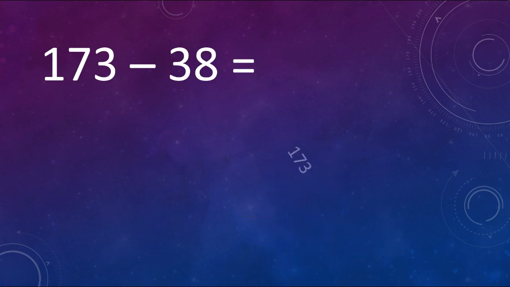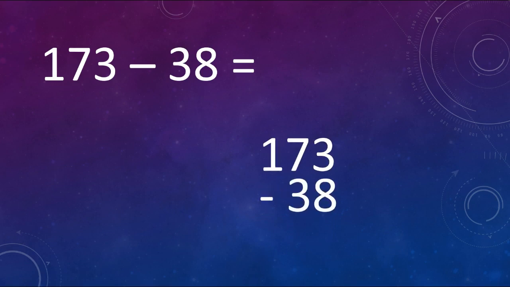Now let's take 173 minus 38. Go ahead and solve this on your own. Make sure when you line this up we have the 1s in line, the 10s, and the 100s. You're going to start by subtracting the 1s column, then the 10s, then the 100s. Go ahead.